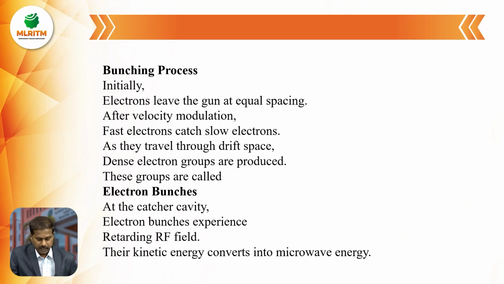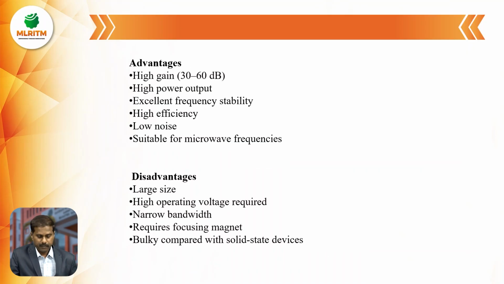At the catcher cavity, electron bunches experience a retarding RF field. Their kinetic energy is converted into microwave energy. The advantages of this two-cavity klystron: its gain is high, 30 to 60 decibels. It is a high power output. When we increase the initial input potential voltage, it gives more modulation, more power and higher gain.